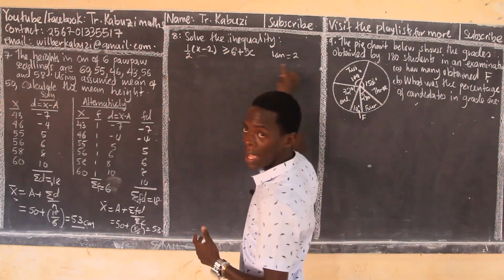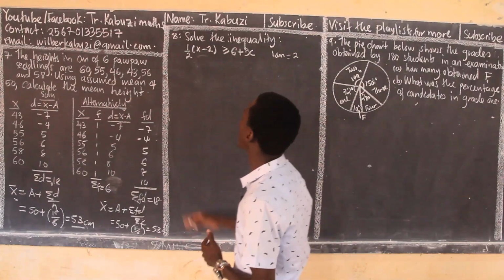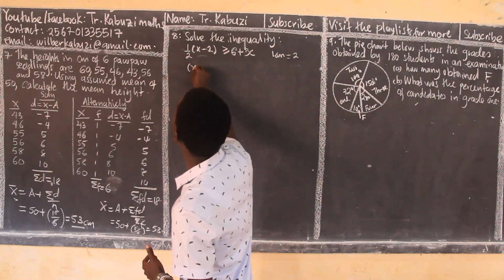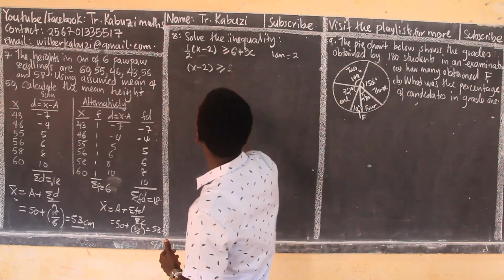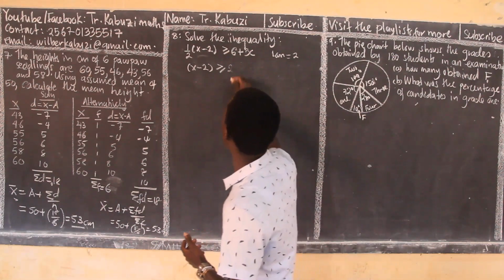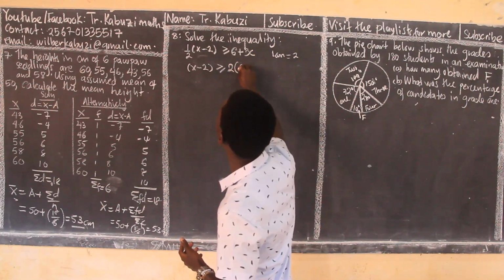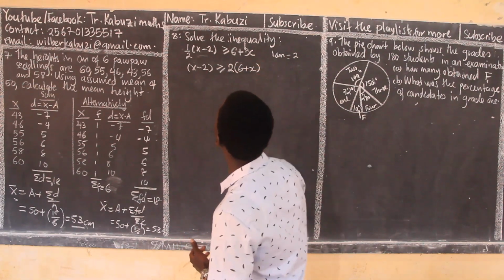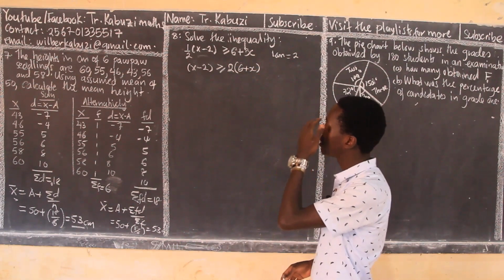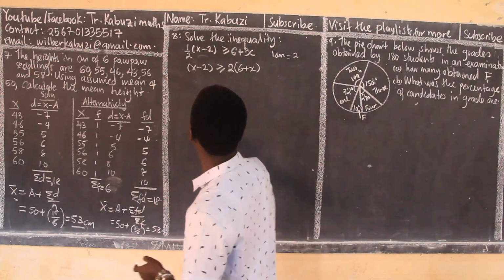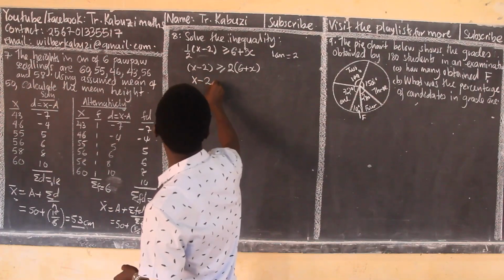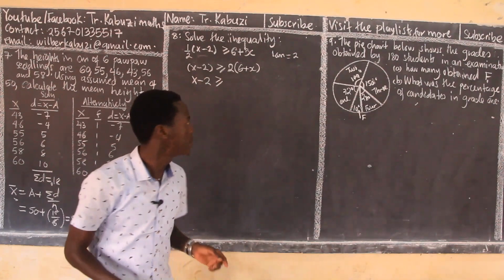I multiply through by the LCM to remove the denominator. So by 2 here, I have my X minus 2 greater or equal to, I multiply 2. Don't be fast. It's always better you create that bracket, then you say 2 plus X, so that you avoid making mistakes. But if you are okay, no problem, you can go at once. So X minus 2 greater or equal to 2.